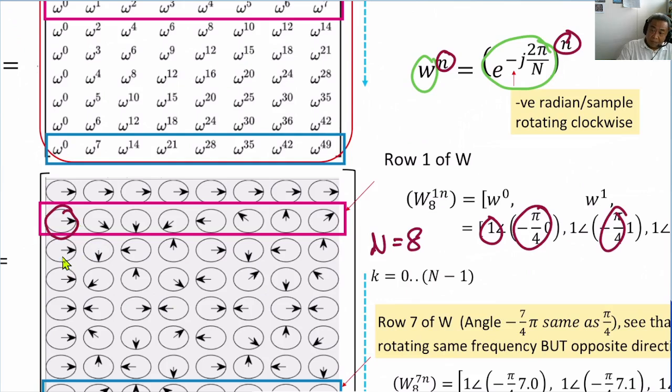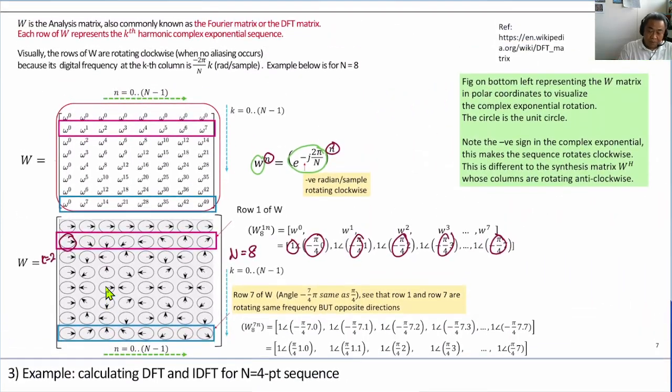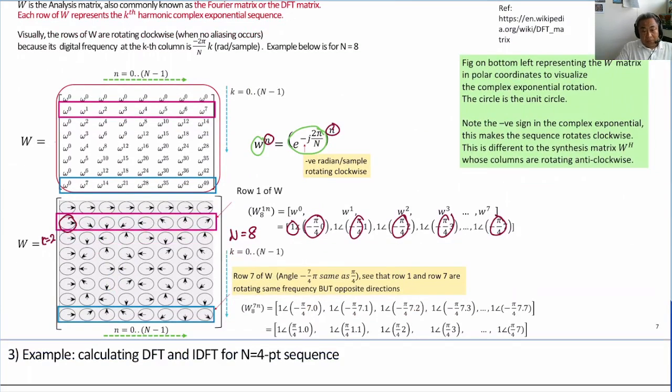What about the second row? This is row 0, row 1. This is row 2, k equals 2. It's rotating faster. In this case, it's rotating by pi over 4. It's rotating by pi over 2, 90 degrees. As we move along, it's rotating even faster and faster. So this is the interpretation of the W matrix for analysis. Thank you.